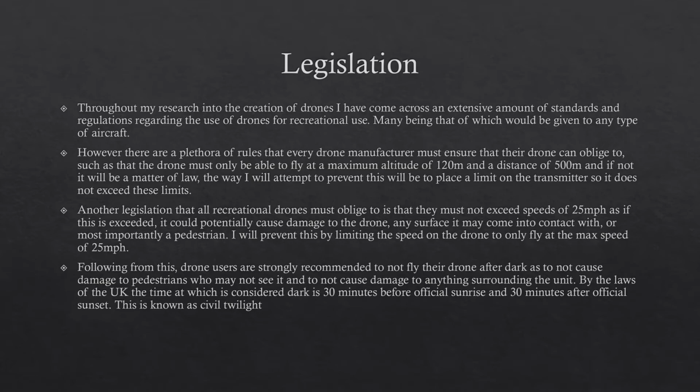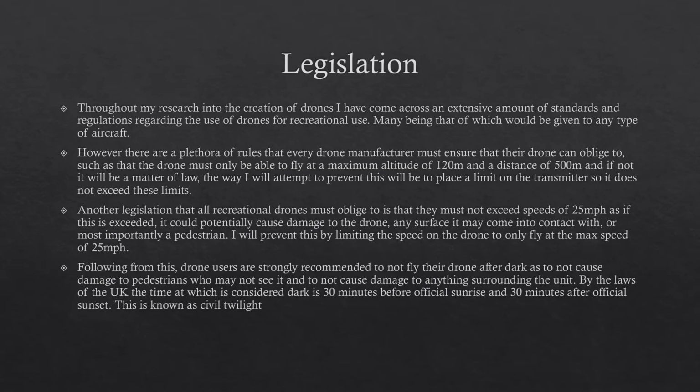For my model, I will prevent this by limiting the speed on the drone so that it can only fly at the max speed of 25 miles per hour. Following from this, drone users are strongly recommended to not fly their drone after dark, so as to not cause damage to pedestrians who may not see it, and to not cause damage to anything surrounding the unit.